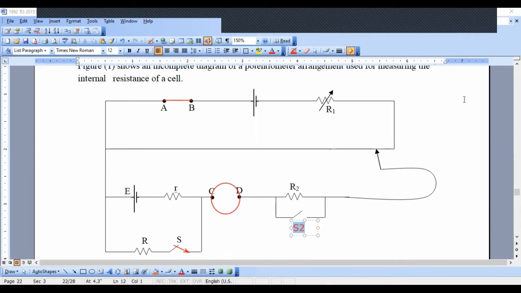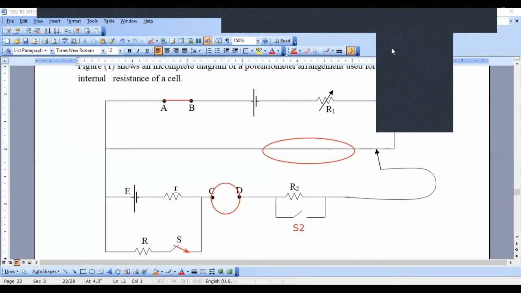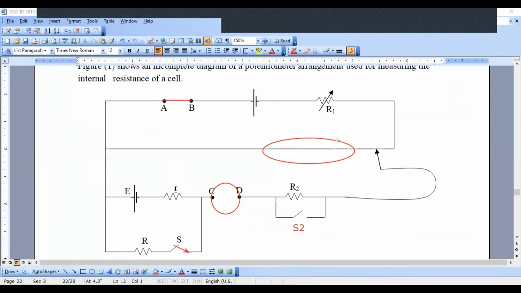Then we place a sliding key on many different places of the potentiometer wire. Then we can identify a region which gives zero deflection in the galvanometer. So when the switch S2 is kept open, wherever you place a sliding key in this red color region, the galvanometer reading is 0.